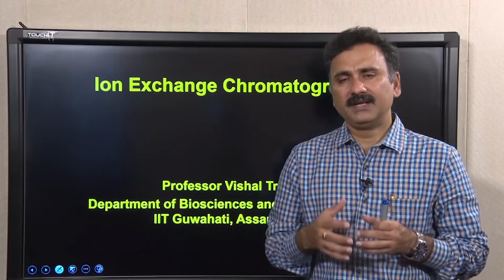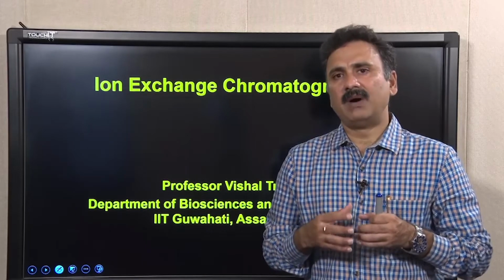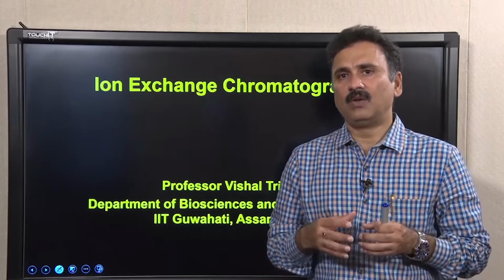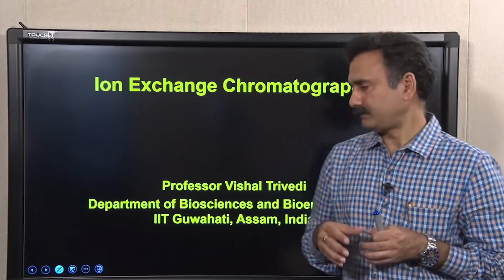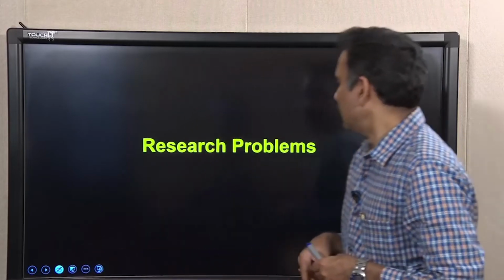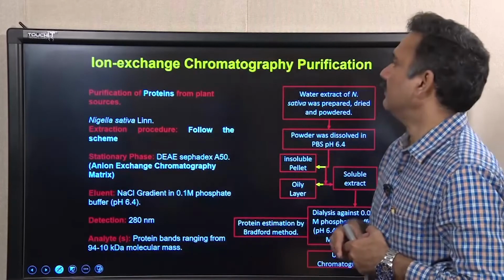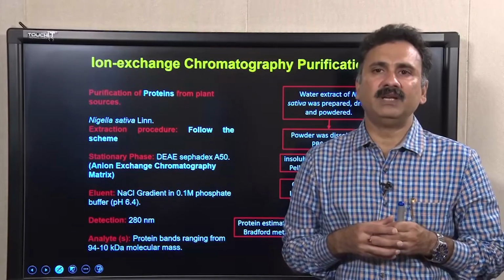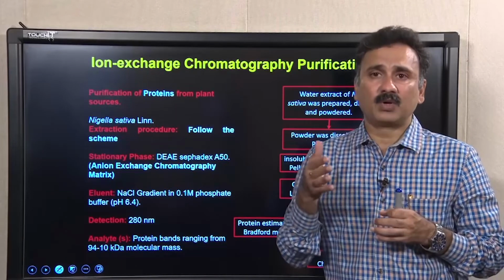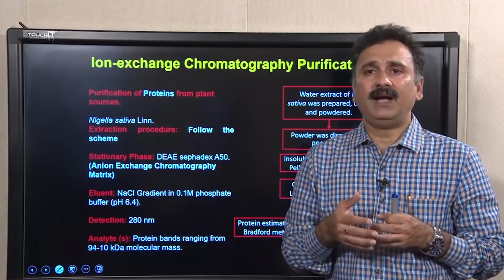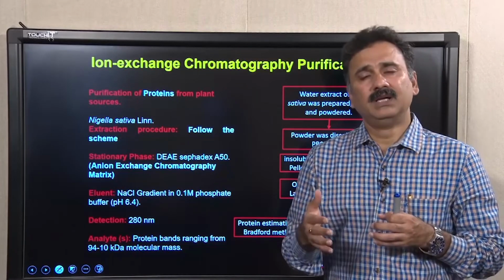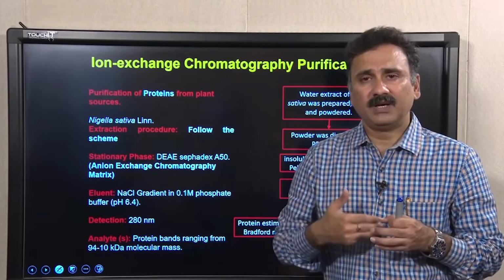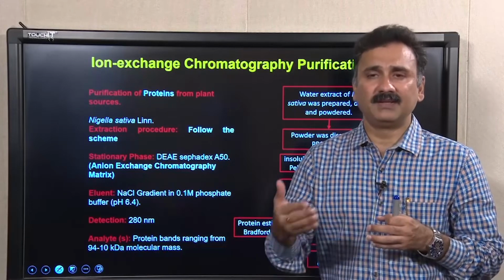So, in today's lecture, we are going to discuss how ion exchange chromatography can be utilized to solve different types of research problems. One of the major applications of ion exchange chromatography is to purify or process a complex protein mixture, and from there you can select the protein of your interest simply using ion exchange chromatography.